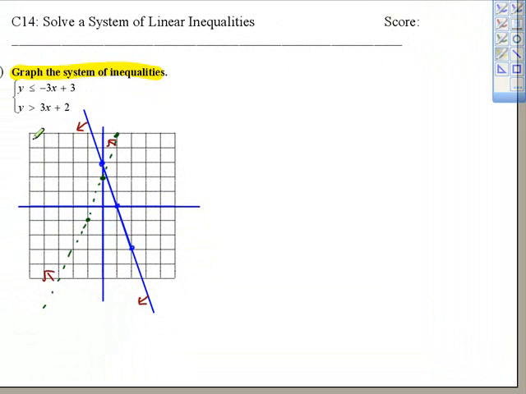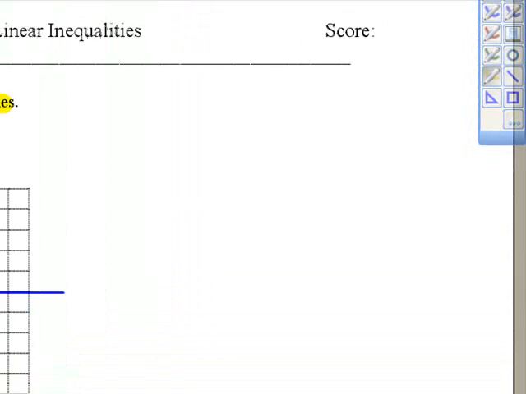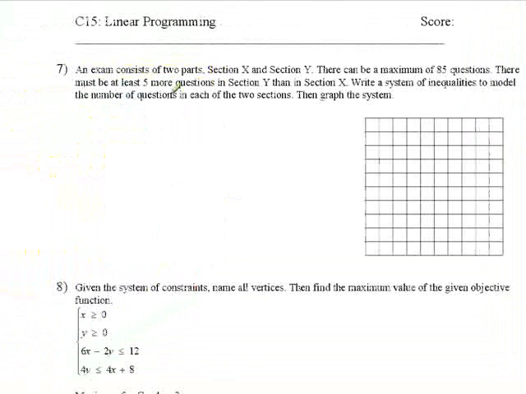And shading overlap would be in this region here. And you just shade that in. Remember, only shade when you've got a reason to, and the greater than, less than inequalities give us a reason to. Any questions here?